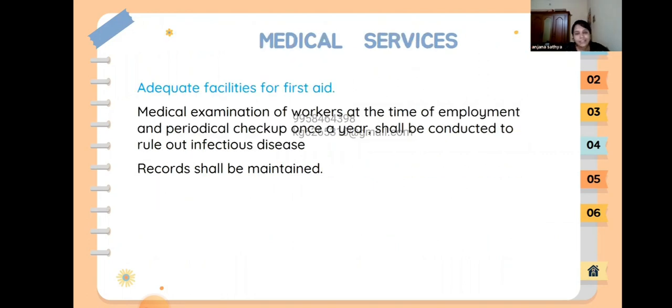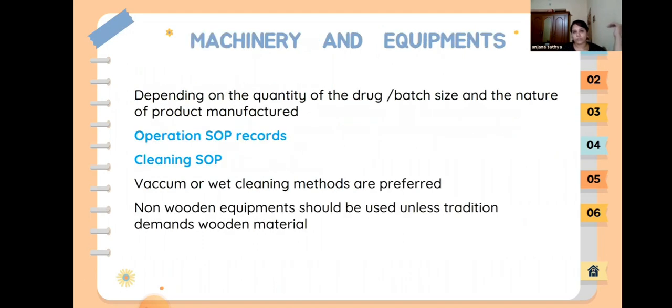Medical services. The employees must undergo a health checkup before they are employed in the pharmacy, and after that, every year once there has to be a medical checkup for every employee, to make sure that the employees are free from contagious disease or any other illnesses. And there should be a record for every aspect. You should maintain a record so that it can be followed in the next step. So that is the importance of maintaining a proper record.